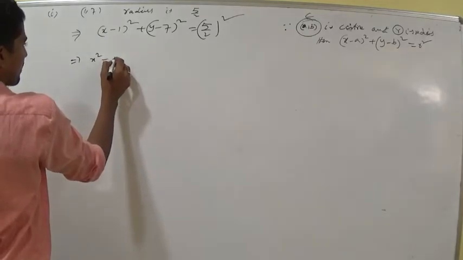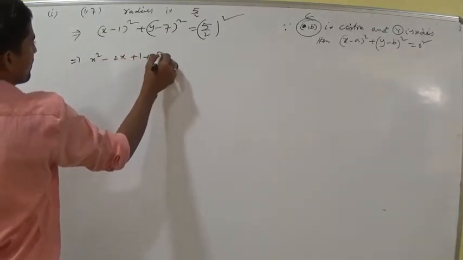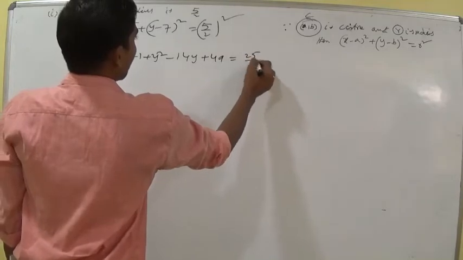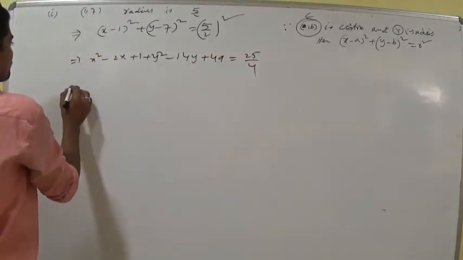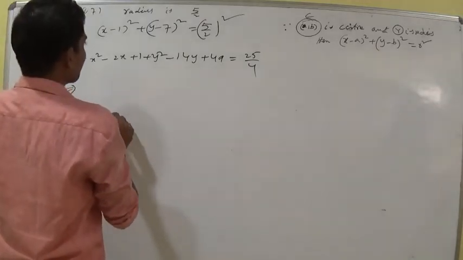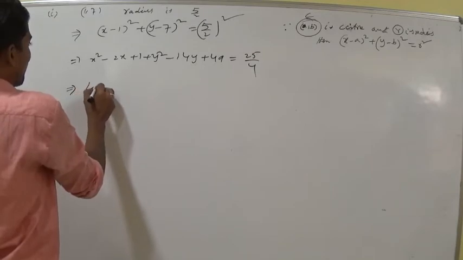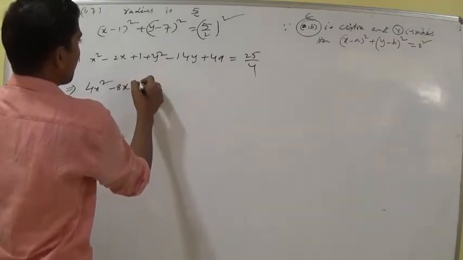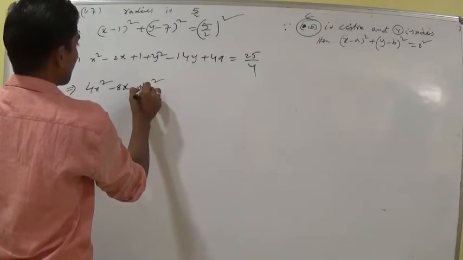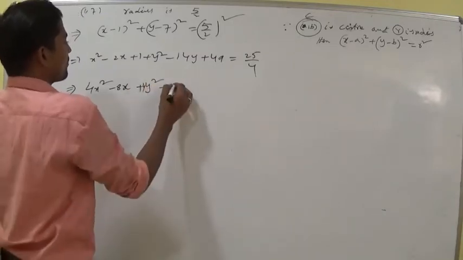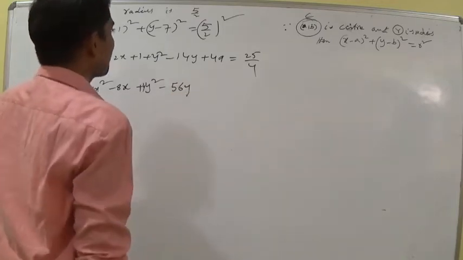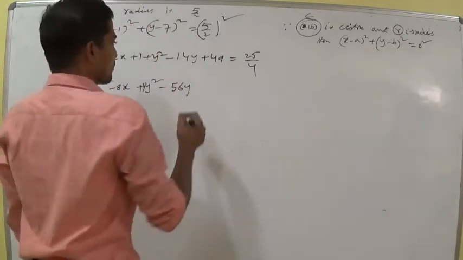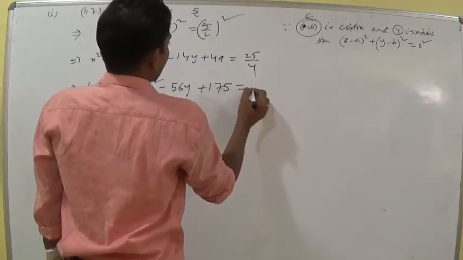Which implies x square minus 2x plus 1 plus y square minus 14y plus 49 equal to 25 by 4, which implies 4x square minus 8x plus 4y square minus 56y, and then 200 minus 25 is equal to 175, equal to 0.